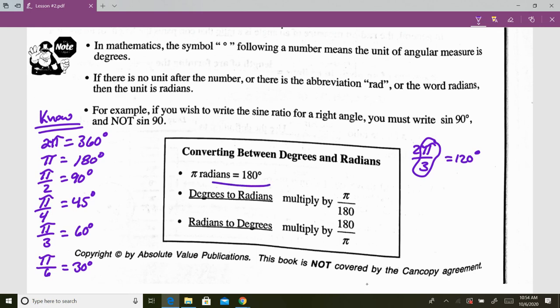All right. So pi is equal to 180. If you're converting from degrees to radians, because they're not all nice angles, sometimes you have decimals and stuff, so you actually have to do a conversion. You multiply by pi over 180. And if you're going from rads to degrees, you multiply by 180 over pi. So we're going to practice that a bit on the next page.